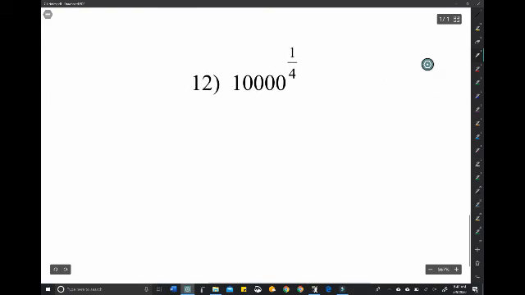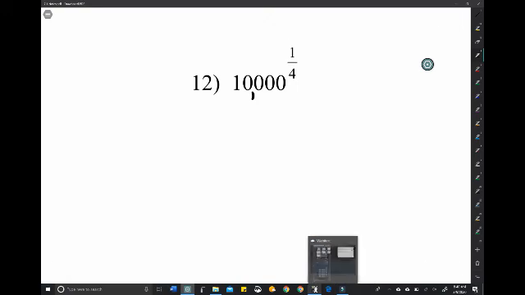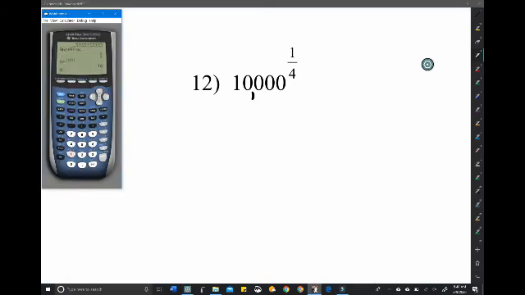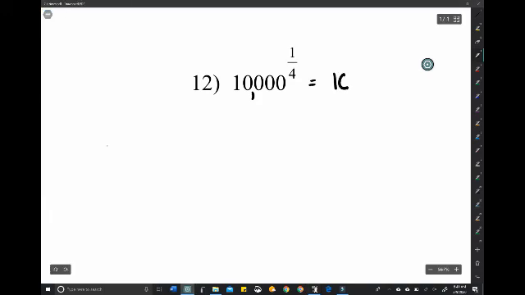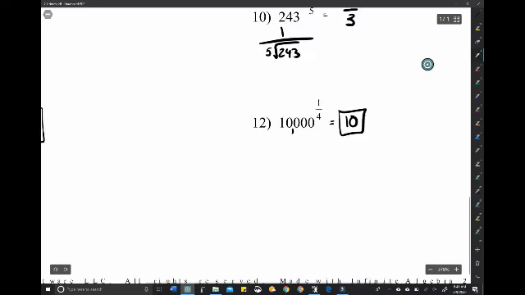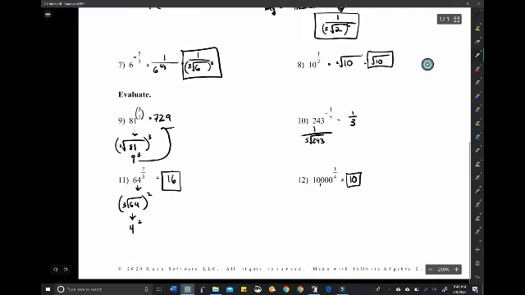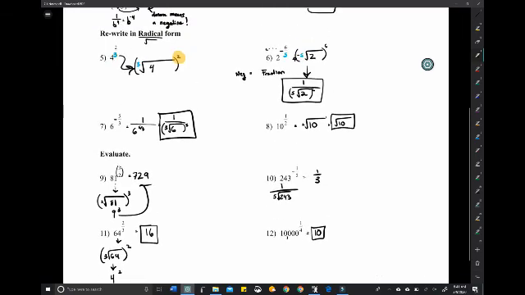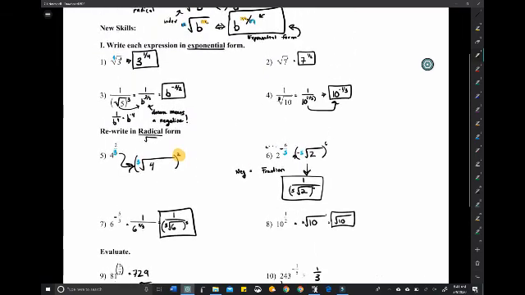And 11, 10,000 to the 1/4. Again, calculator, boom, 1, 2, 3, 4, to the 1/4. Gonna guess it's gonna be 10. Sure. Okay, calculator, rewriting things, nice easy way to start out chapter 7 here. It'll get more challenging, but take that with you.